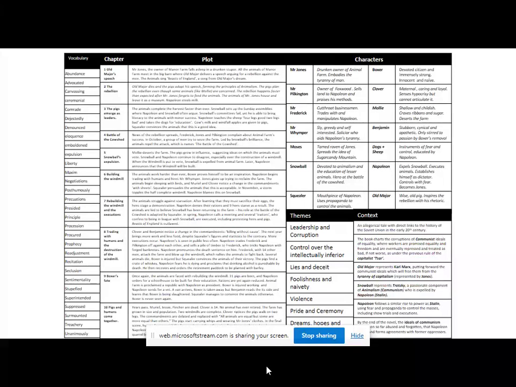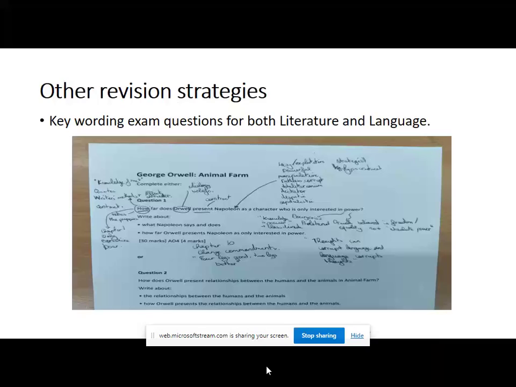Here is a more extensive knowledge organiser for Animal Farm, but again it's a way of processing key vocabulary, key events within each chapter, character profiles and characteristics, key themes and the all-important context. So again, it's a way of collating that prior knowledge and processing it through retrieval.